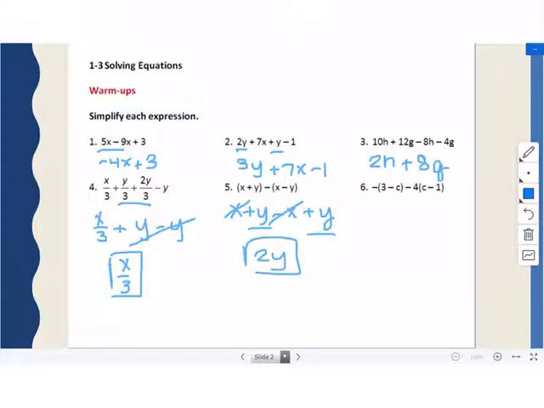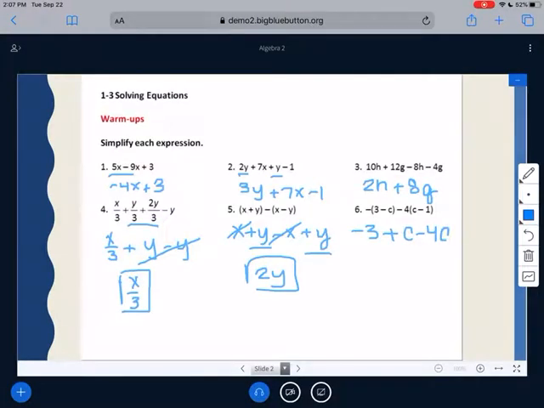And then in number 6, you have negative 3 plus c minus 4c plus 4. So a negative 4 plus 1 gives negative 3c. A negative 3 plus 4 gives a positive 1.